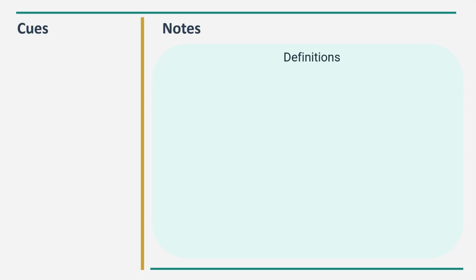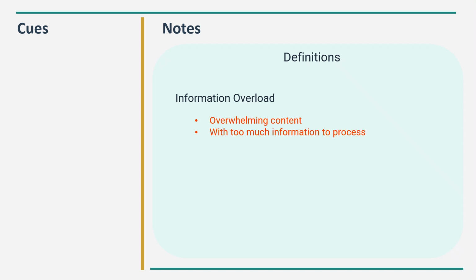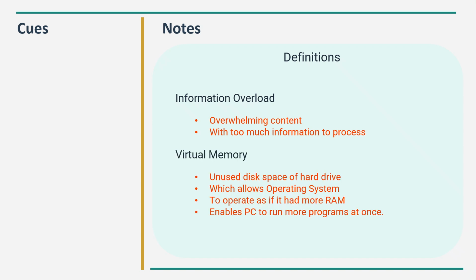Just to be thorough, here are the definitions. Information overload is when there's overwhelming content, too much information to process. And virtual memory is unused disk space of the hard drive, which allows the operating system to operate as if it had more RAM, and this enables the PC to run more programs at once at a slower speed.